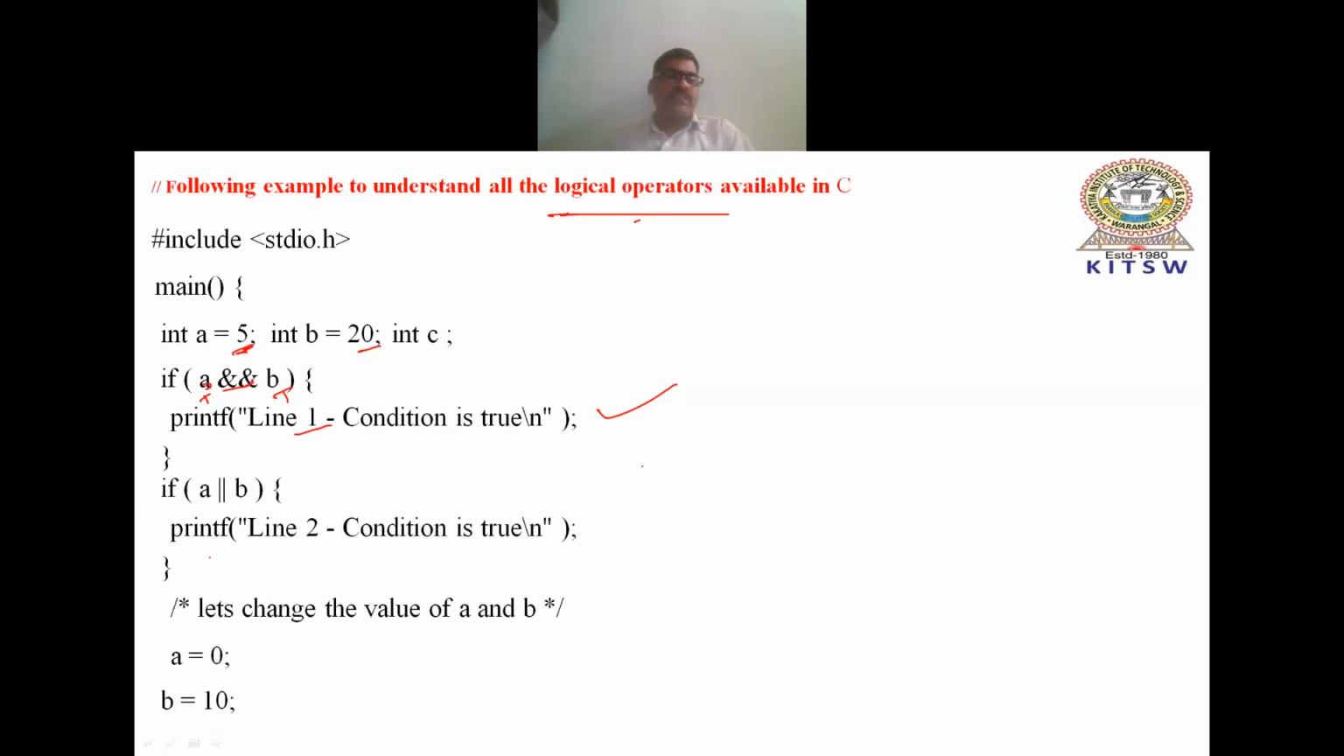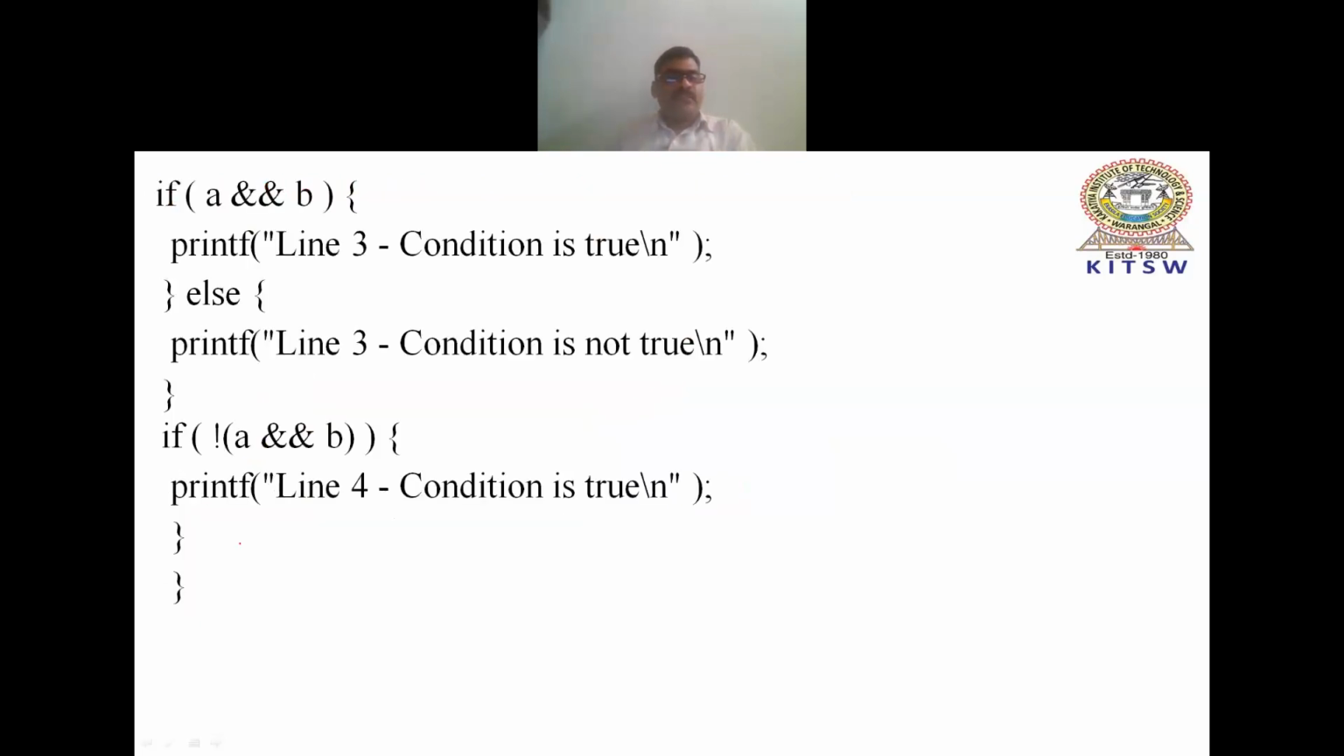If a or b, a value is 5, or b value is 20. So any one of the conditions is true, then it displays this value. So like this, you can check. The other remaining if statements you can also check.